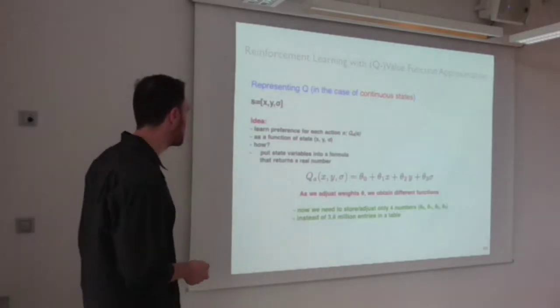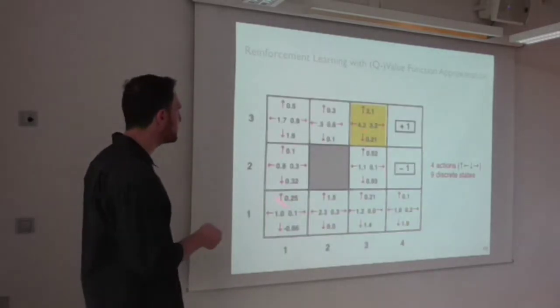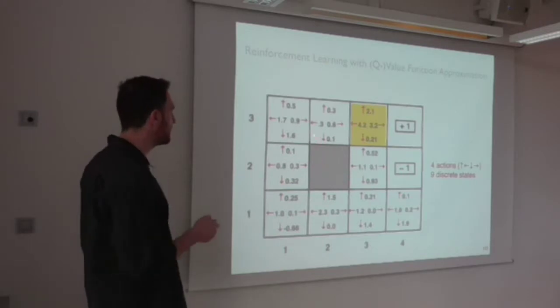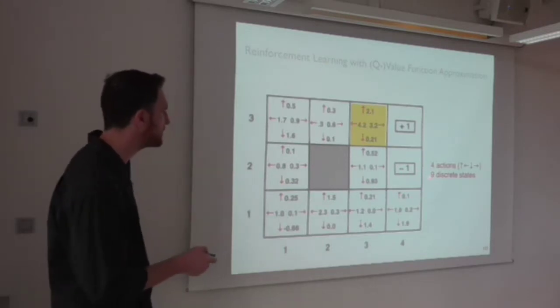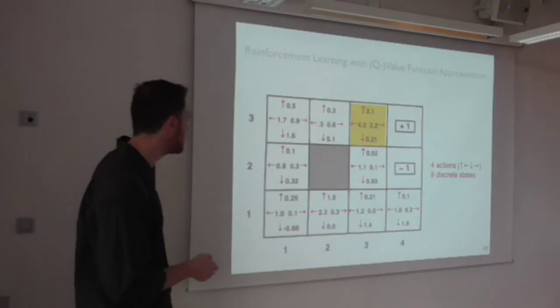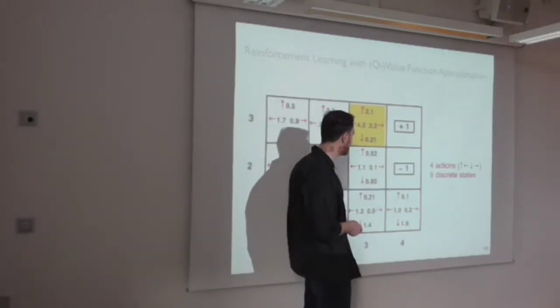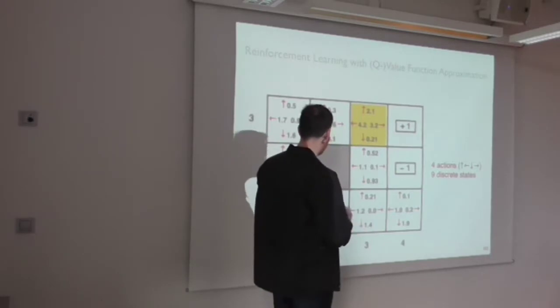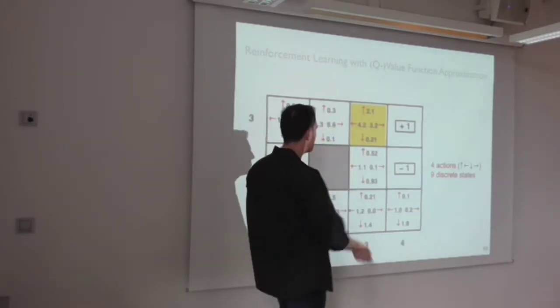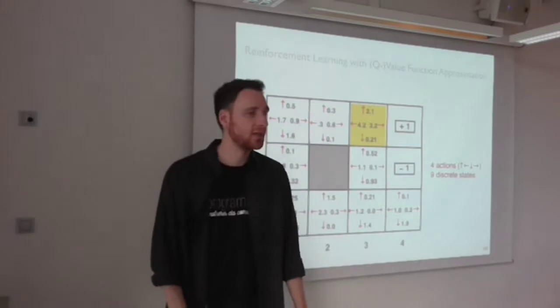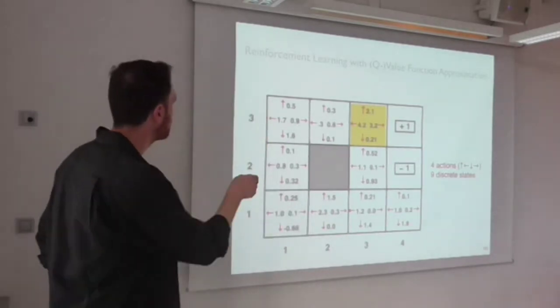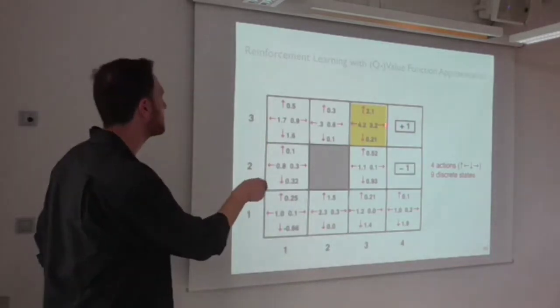So that's the idea. In the discrete case, which is what I discussed before, you would have something like this. You have 4 actions and 9 discrete states. So 1, 2, 3, 4, 5, 6, 7, 8, 9, something happened. I don't think it's counting the end states. Right, so it's not counting this.